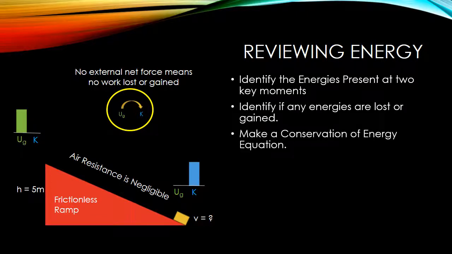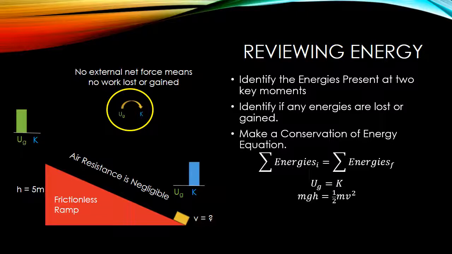Now that I know this, I can use the conservation of energy concept to make a customized equation. If you'll recall, the concept is that we take the total energies before an event, and that will equal the total energies after the event if energy is conserved. In this case, the gravitational energy before will equal the kinetic energy afterwards. Substituting the equations for gravitational energy and kinetic energy, I get mgh equals 1/2 mv squared.